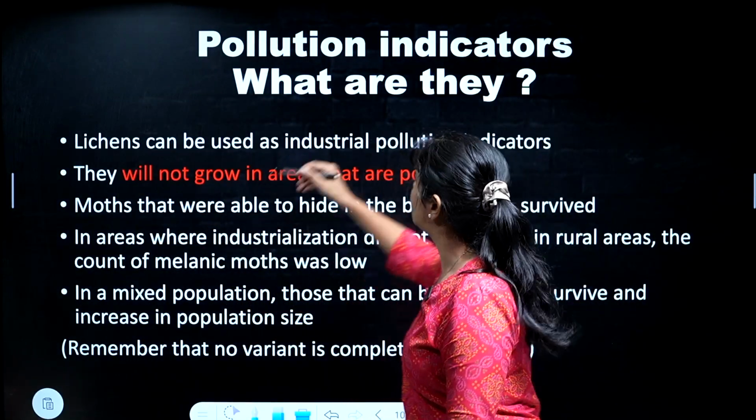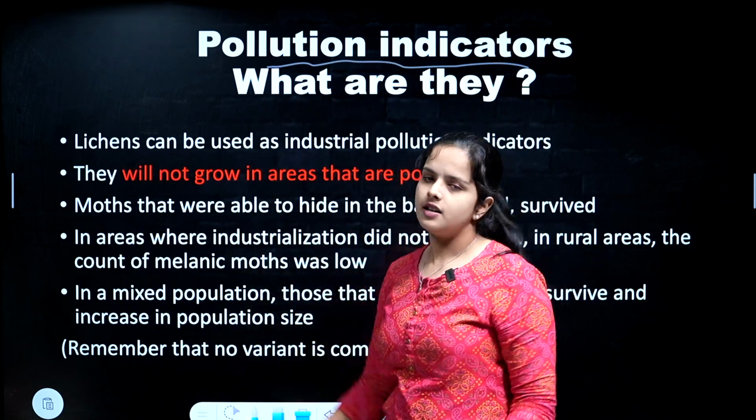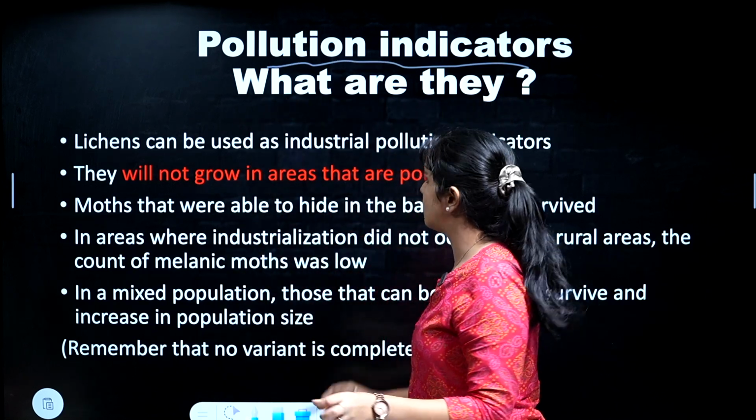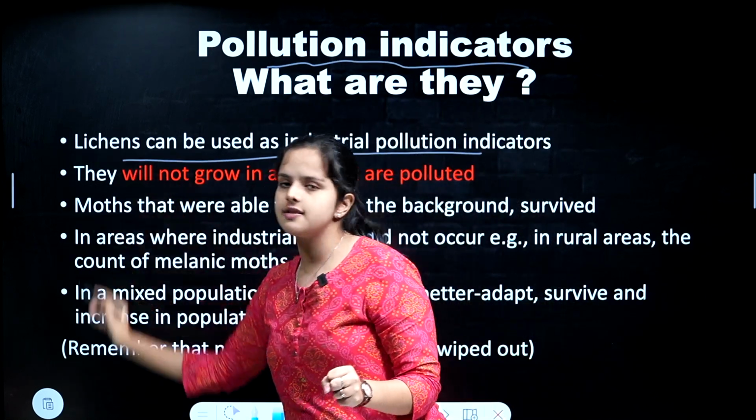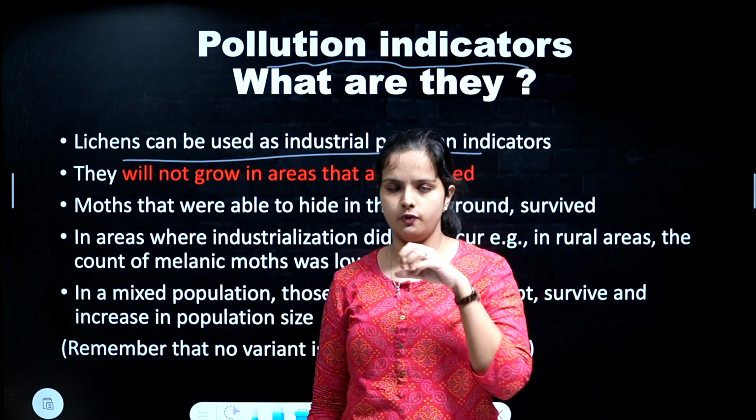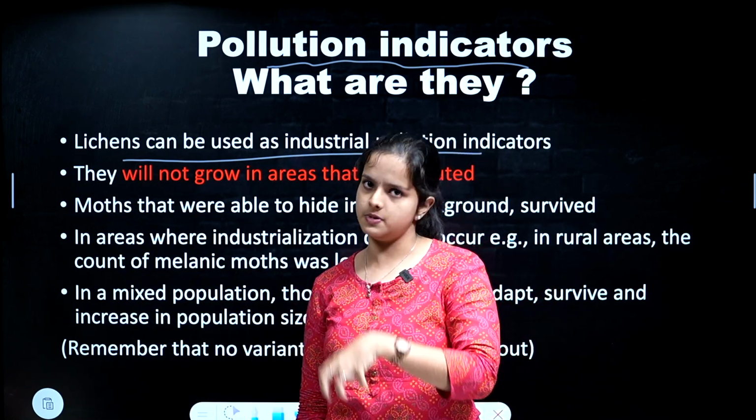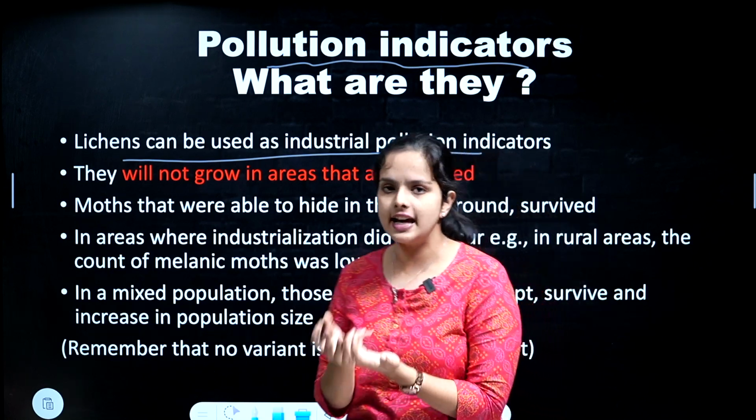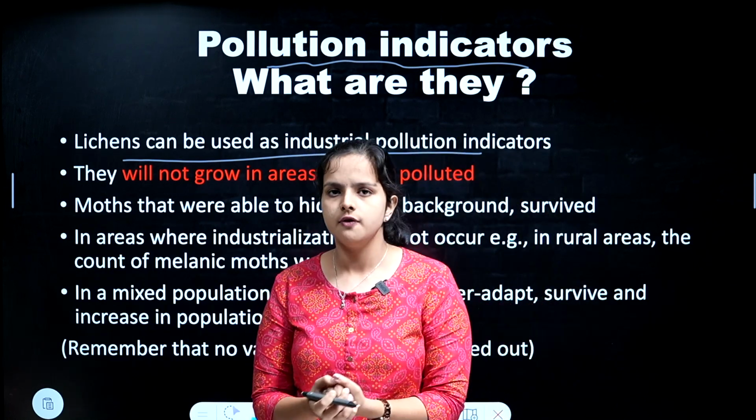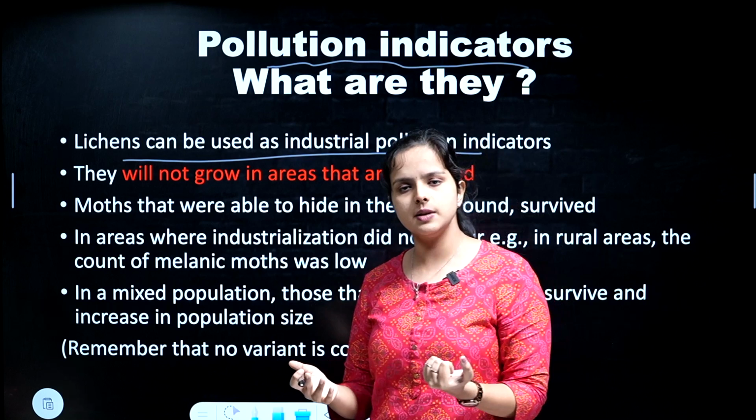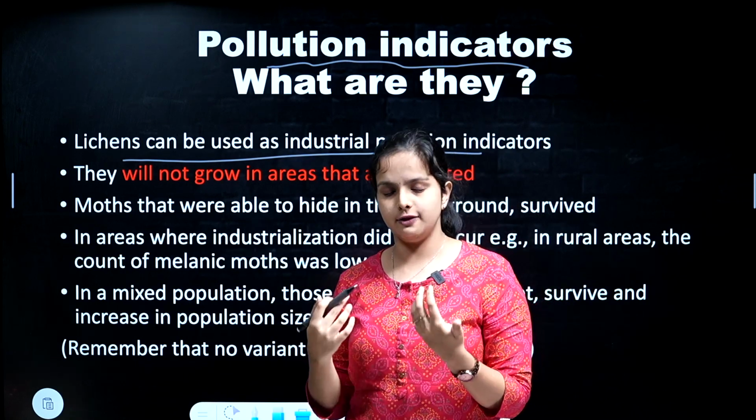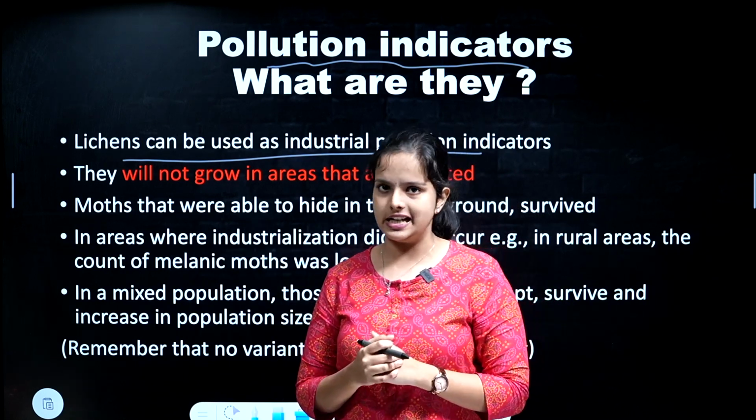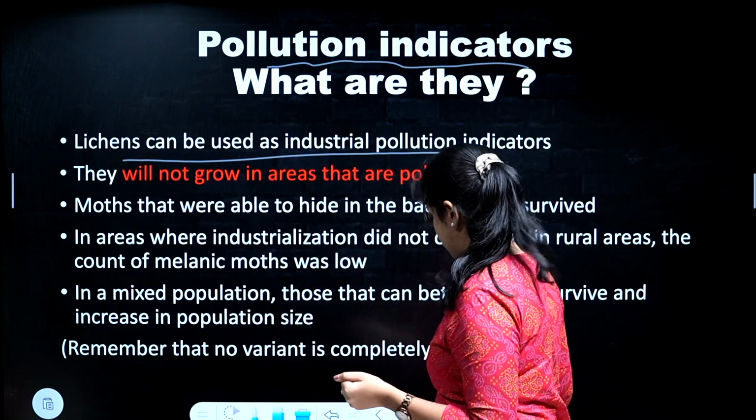I've already told you about pollution indicators. Lichens are in general known as pollution indicators because lichens will never grow in the region where pollution persists. So if we have to analyze whether a region is polluted or not, we can look at the presence of lichens. If lichens are present, the area is not polluted, and if lichens are not there, then there are chances that the area is polluted. Okay, moving on.